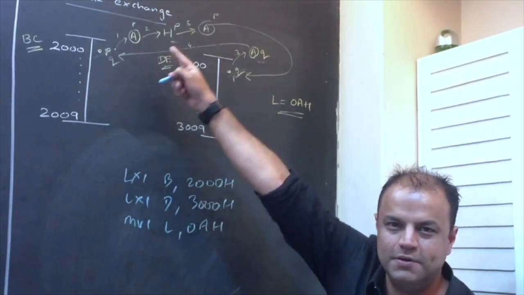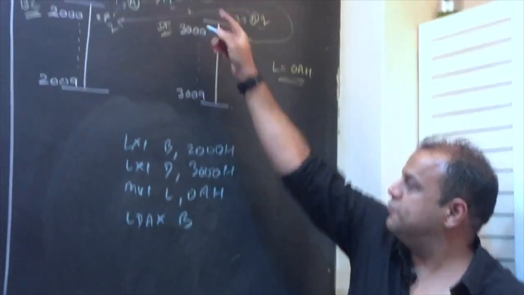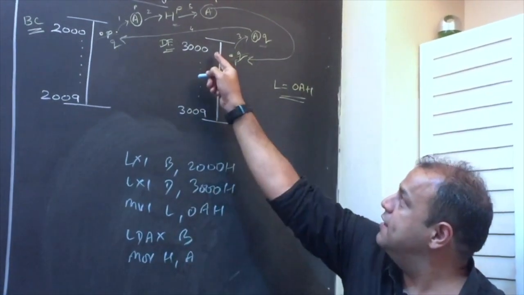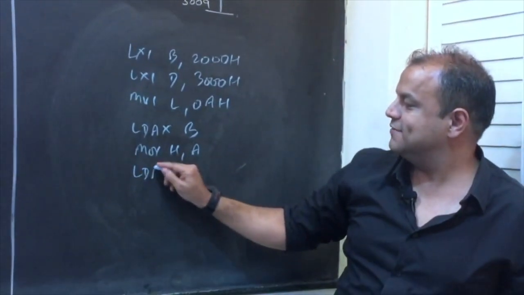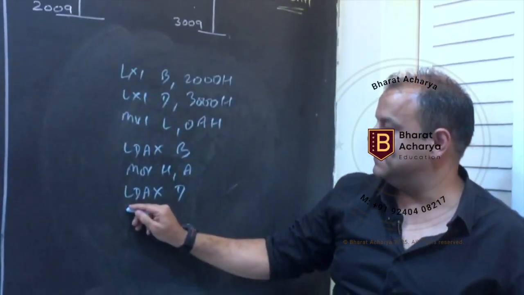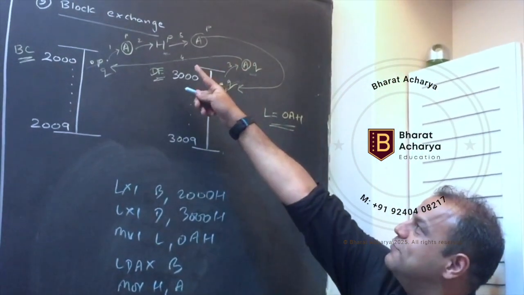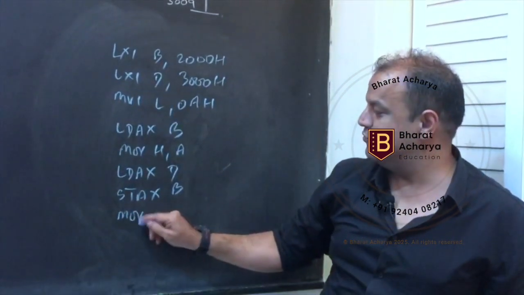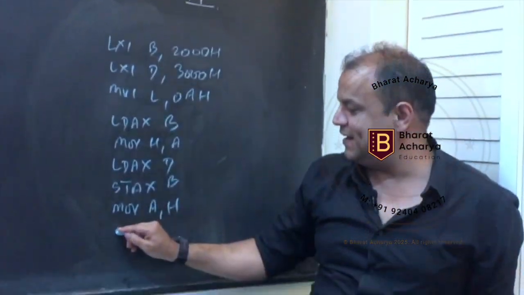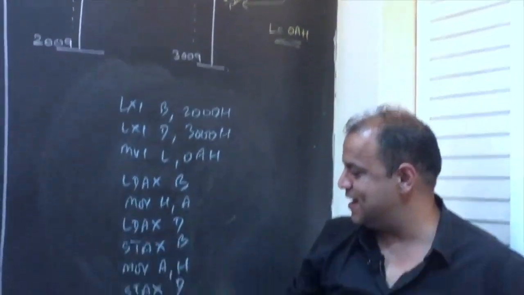Now, take the data pointed by BC pair into A. LDAXB. Transfer it into H. MOV H,A. Take the data pointed by DE pair into A. LDAXD. Store from A at the location pointed by BC pair. Good. STAXB. Transfer from H to A. MOV A,H. From A, store it at the location pointed by DE pair. STAXD. Done. Exchange is over.